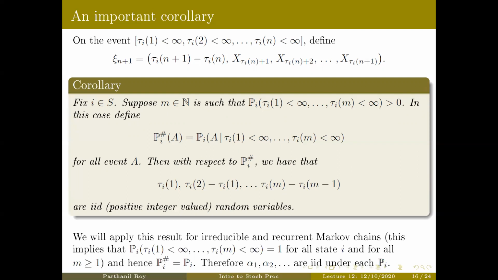Now again, in the case when the Markov chain is going to be irreducible and recurrent, which in this situation just means that for each state I and for each positive integer m, this probability is going to be 1. In that case, the statement will hold under pi. So in this case, alpha 1, alpha 2, etc. are IID under pi, under the probability pi. And as I said, this is going to be the most useful situation. And that's why we are going to use the dissection principle and its corollary a lot.